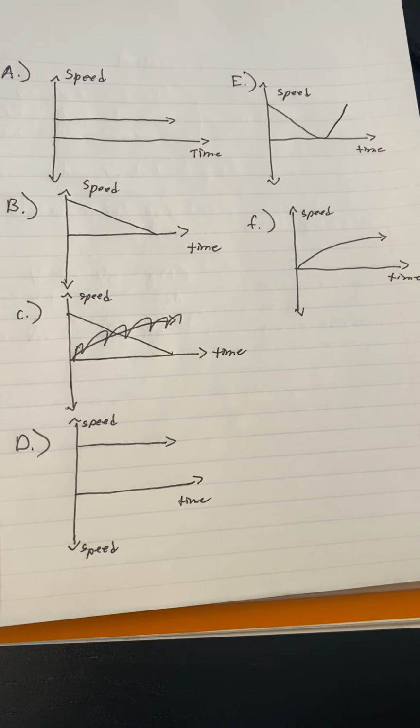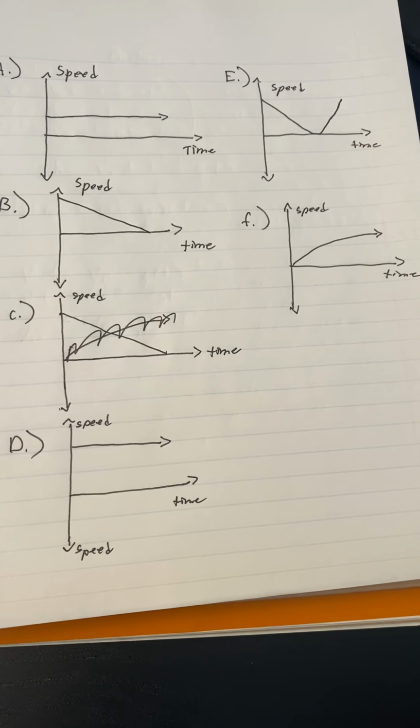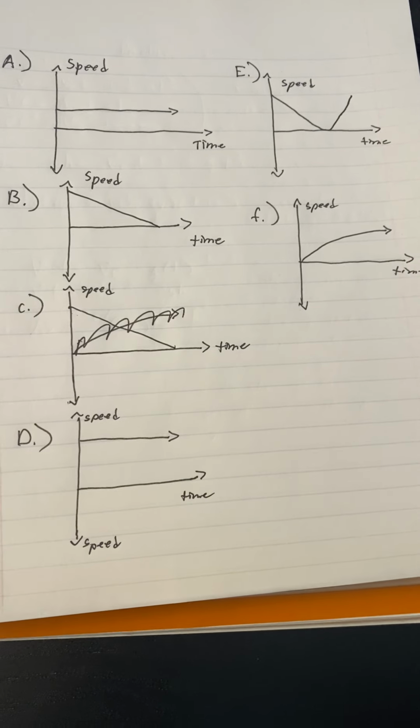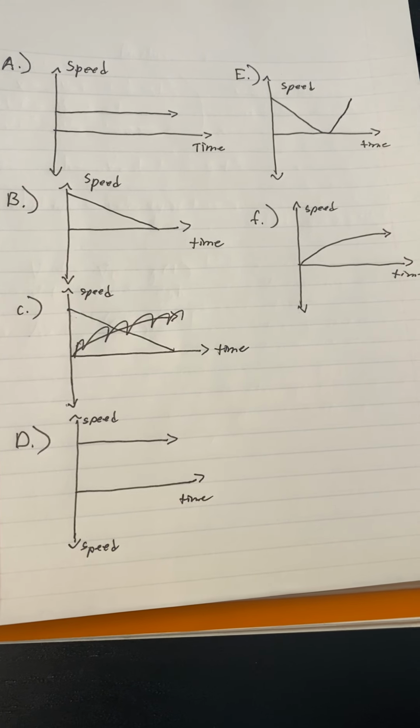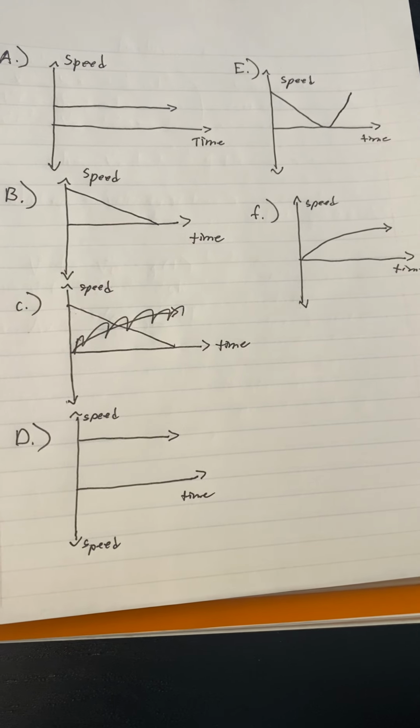C, I have the same exact thing since the velocity versus time graph is the same as B, just in the negative direction and it hits a stop, but the speed is still positive since you can't have a negative speed. For D, I have my speed as being constant since my velocity is constant versus time.